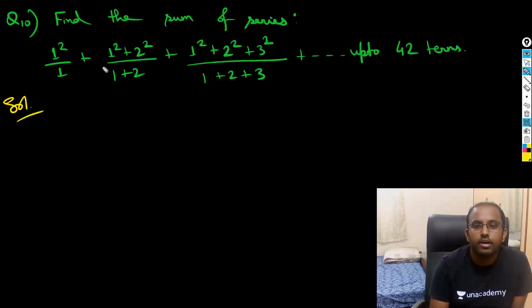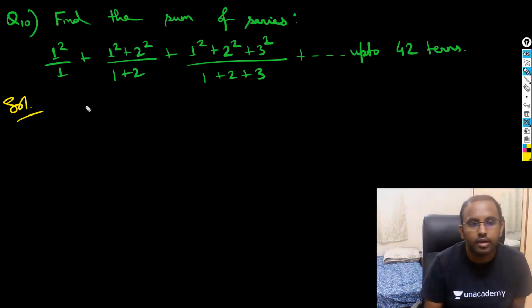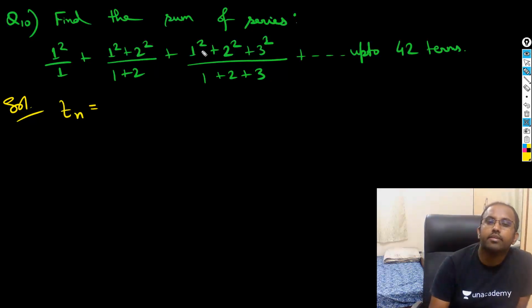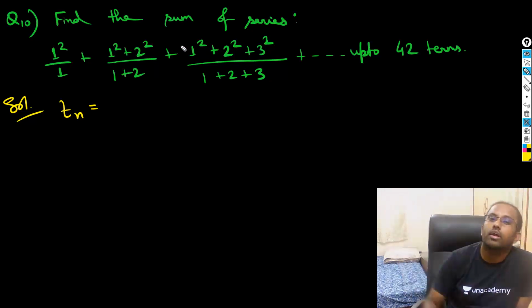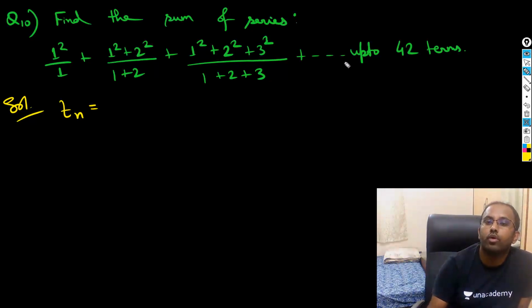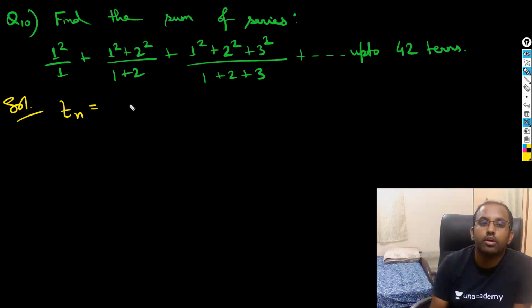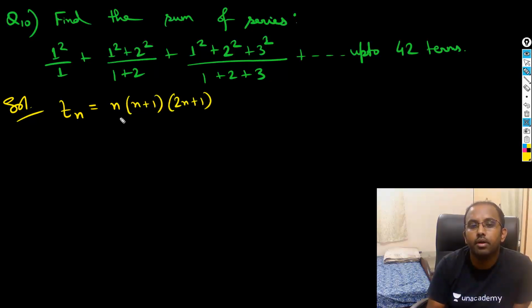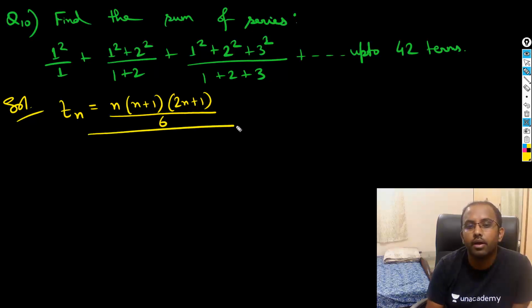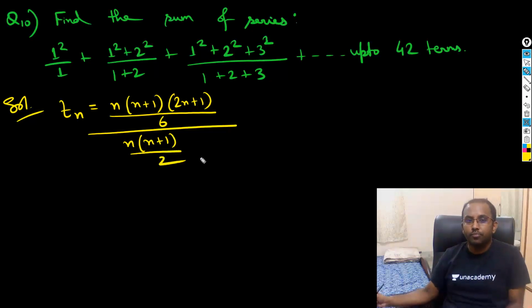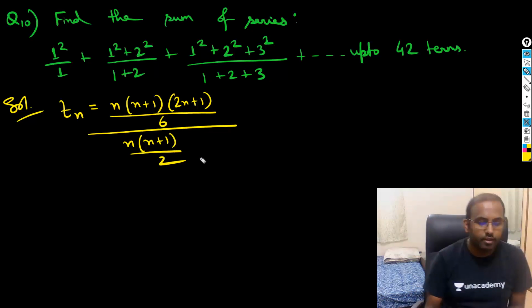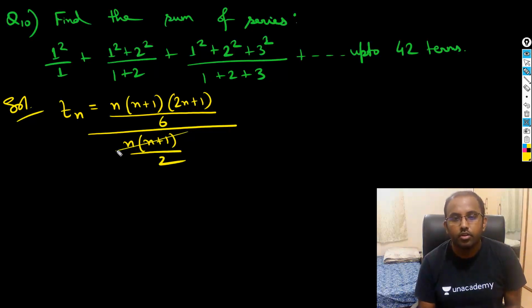So in the numerator it's quite visible, what is our nth term, right? The nth term in the numerator is the sum of n terms actually. So 1 square till n square. What is the sum of 1 square plus 2 square till n square? It is n into n plus 1 into 2n plus 1 divided by 6, divided by, in the denominator, n into n plus 1 divided by 2. Now this will get cancelled here.